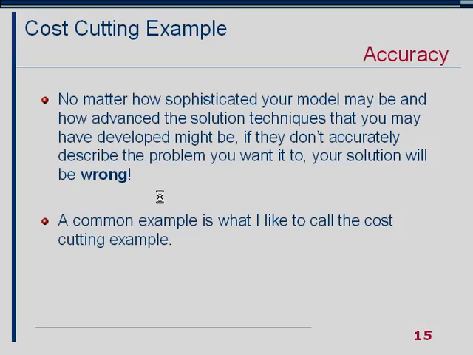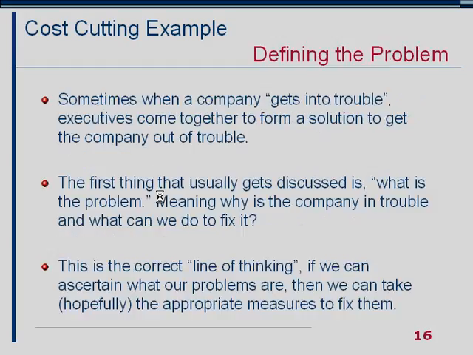So a common example, what I like to call the cost-cutting example, to kind of prove this point. Quite often, a company gets into trouble financially, and the executives and managers come together to form a solution to get the company out of trouble. So the first thing that usually gets discussed is what is the problem, meaning why is the company in trouble and what can we do to fix it. So obviously this is the correct line of thinking. If we can ascertain what our problems are, then we can take, hopefully, the appropriate measures to fix them.